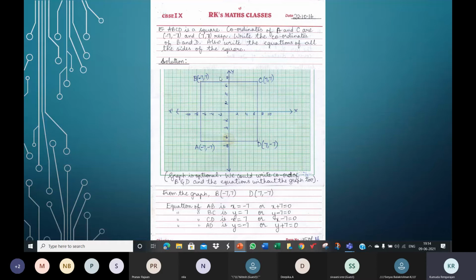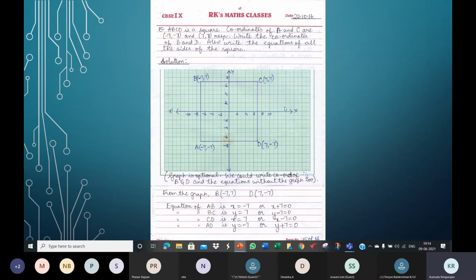Now BC is parallel to the x-axis, so its equation will be like y is equal to b. And again, b will be positive if the line or the line segment lies above the x-axis. It will be negative if the line or the line segment lies below the x-axis. Below negative, above positive.